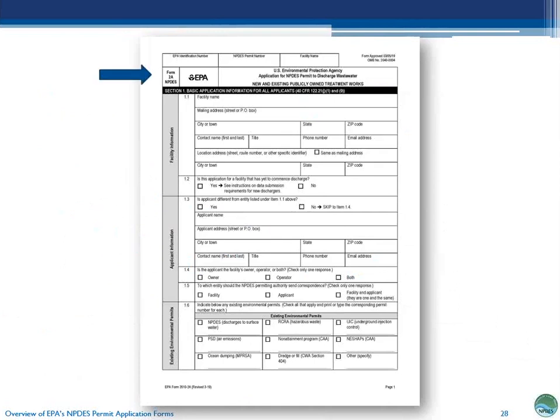The first page of each application form identifies the applicable form number and title. The header includes space for the applicant to provide the EPA identification number, NPDES permit number, and facility name, which is repeated on each subsequent page of the form. If using the fillable PDF form, this information will auto-populate on subsequent pages once the information is entered on the first page. Each form is divided into major sections that correspond to the federal regulatory requirements.